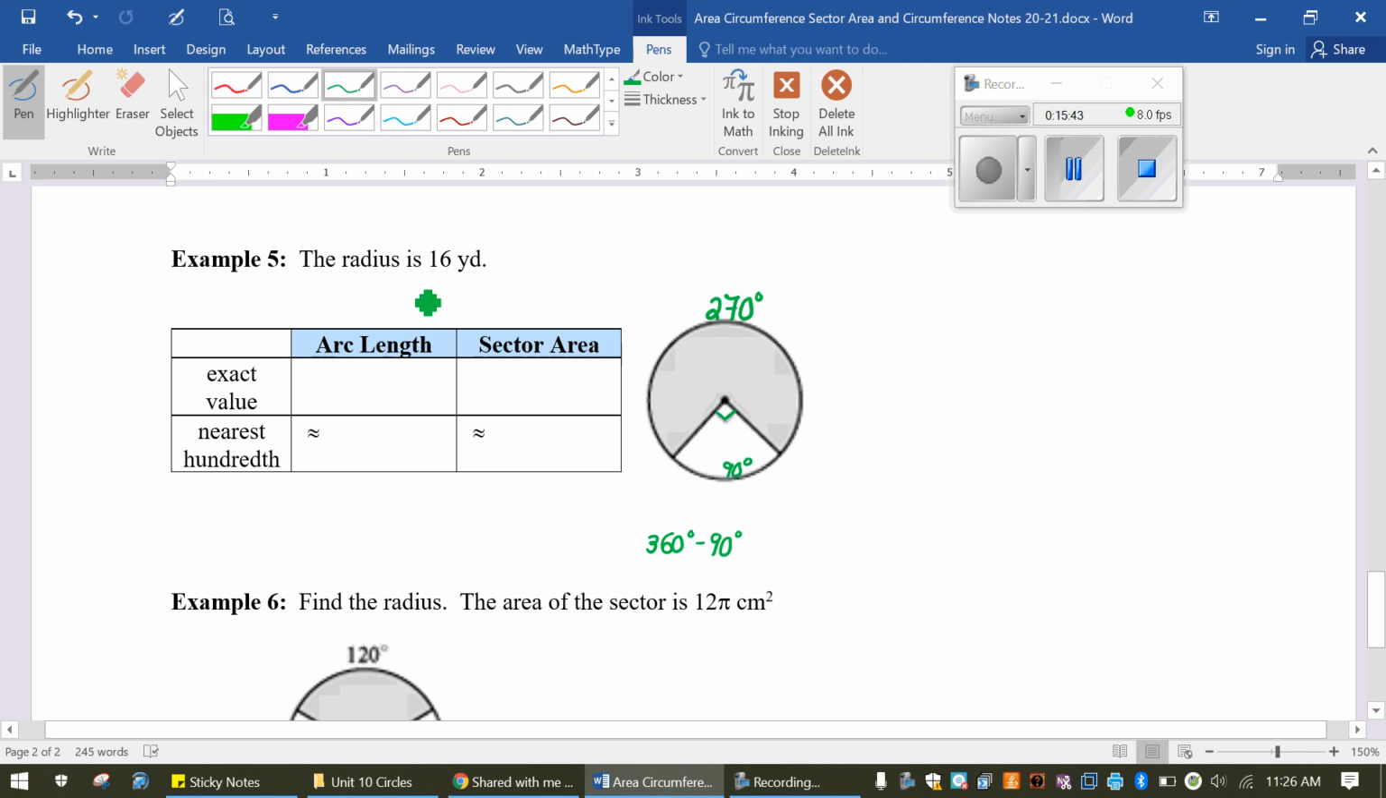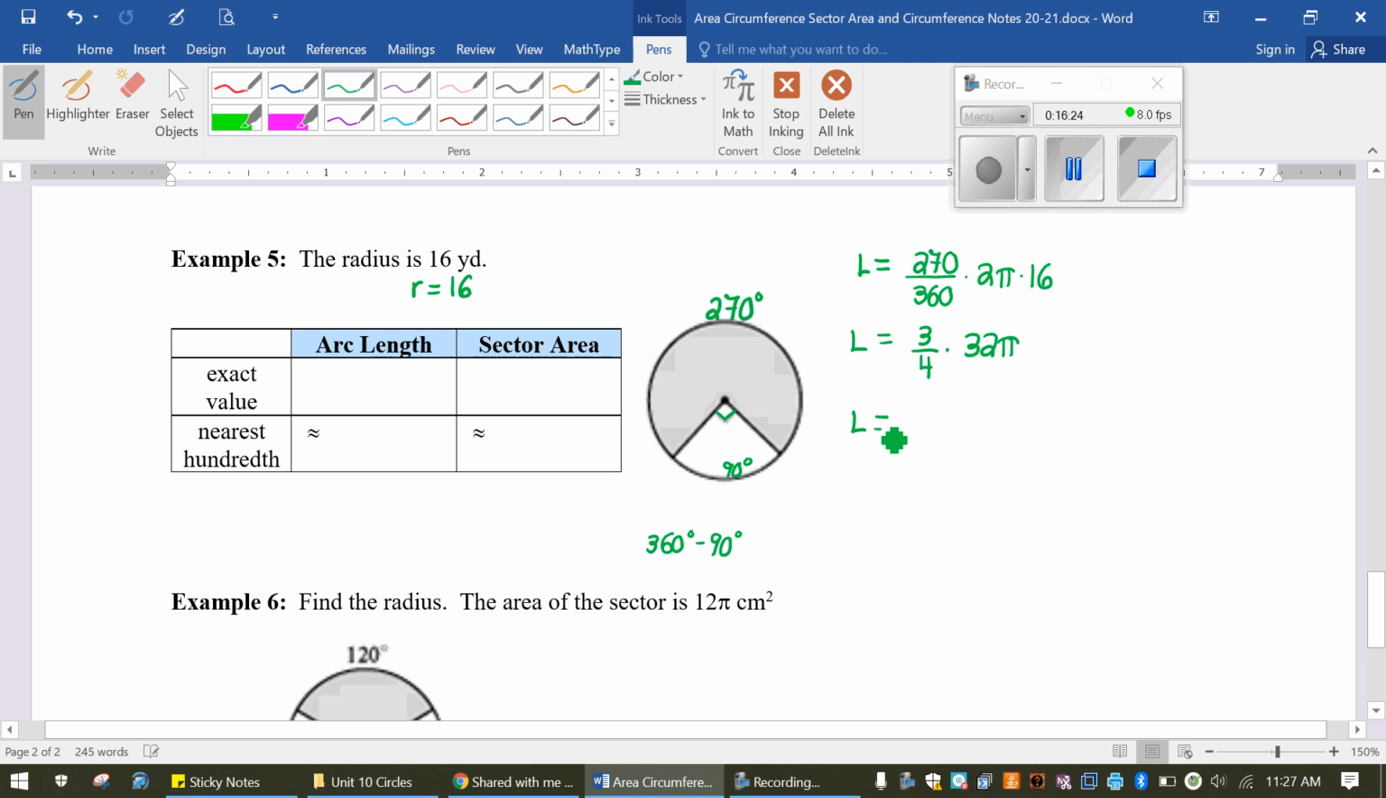And then my radius is given here as 16 yards. So my arc length, which would be like the crust of the pizza, just the outside perimeter kind of, would be 270 over 360 times 2 pi r, where r is 16. In your calculator, if you do 270 over 360, what you should get is 3/4. And then 2 times 16 is 32 pi.